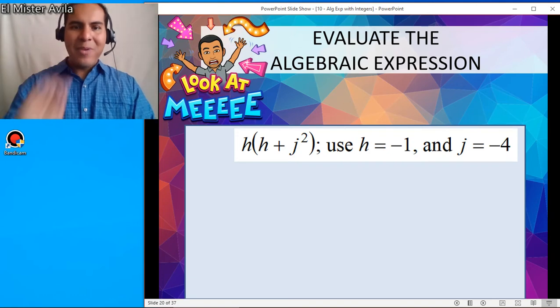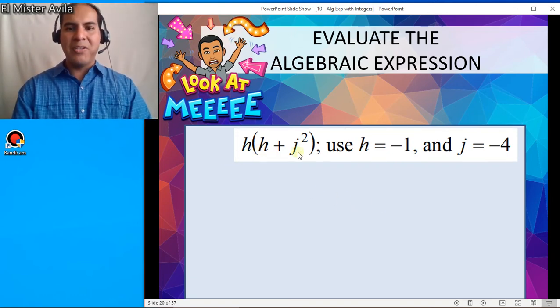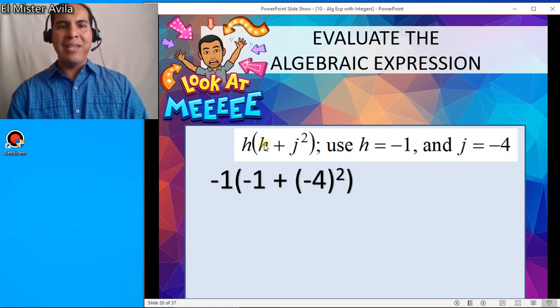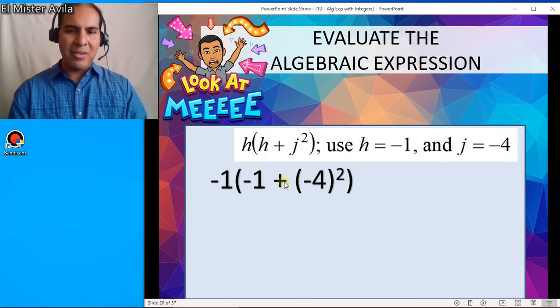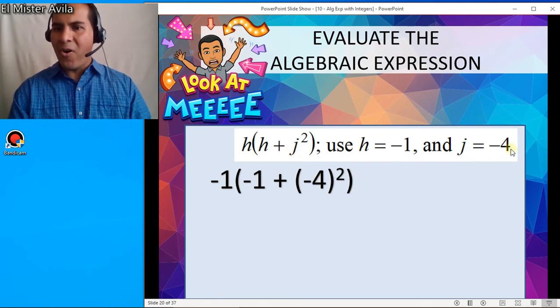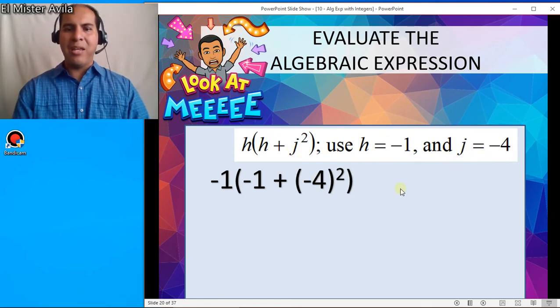My turn. Here we have an exponent in this algebraic expression, h times h plus j to the power of 2, in parentheses. Notice the substitution step. The h was replaced with -1. I brought down the plus. The j, what was it replaced with? The -4. J is equal to -4.